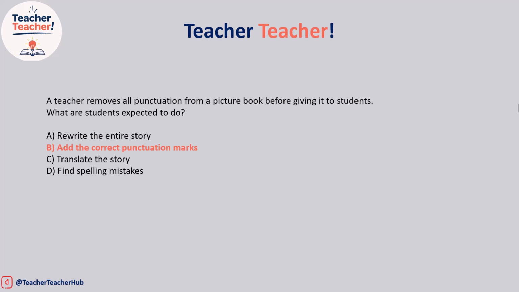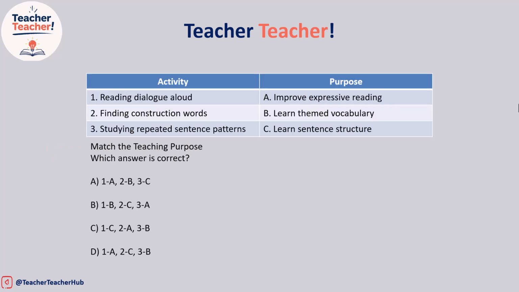I mean, from A1 to C2, you can give a paragraph which is suitable for their level, remove all the punctuation, and ask them to add it. So this is a good activity for the writing lesson. Let's take a look at the next question. You're going to match activities with the purpose. You can pause the video and think, have enough time, and then we will check together.